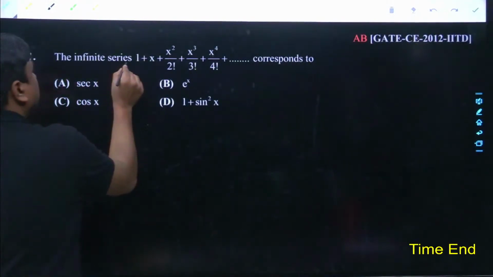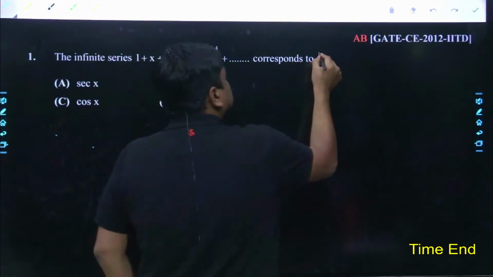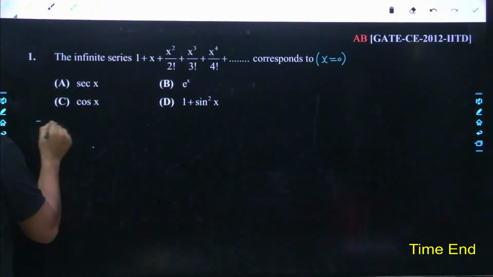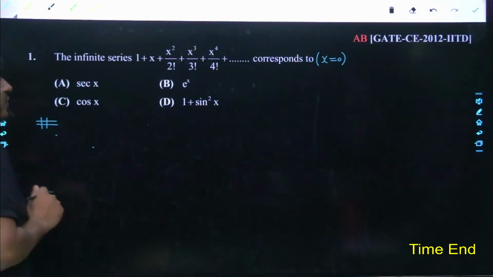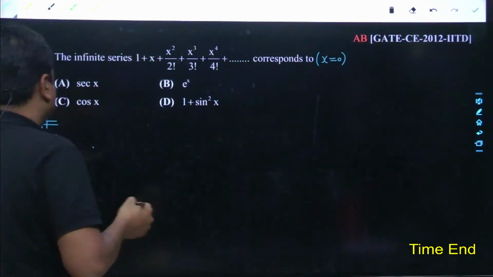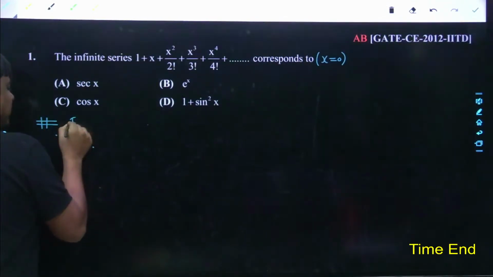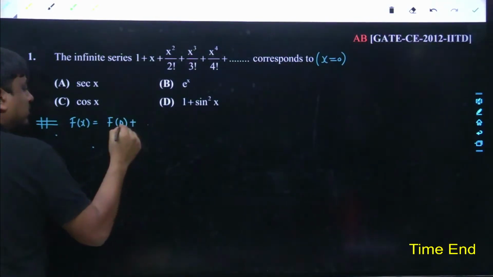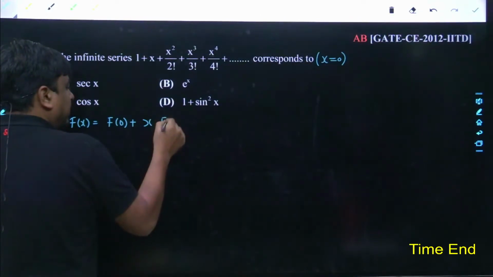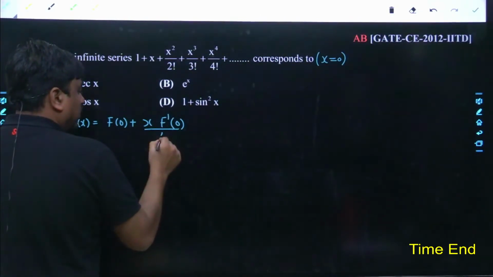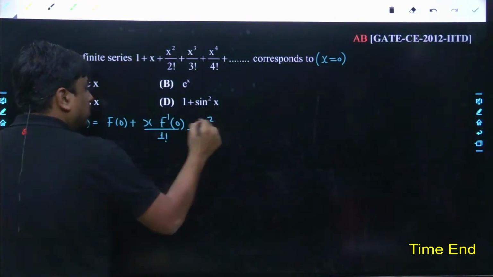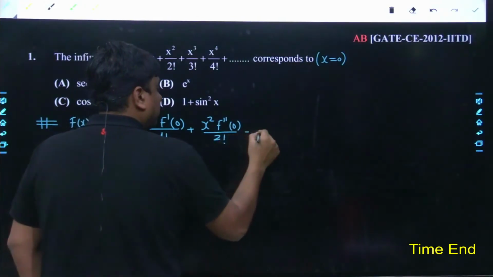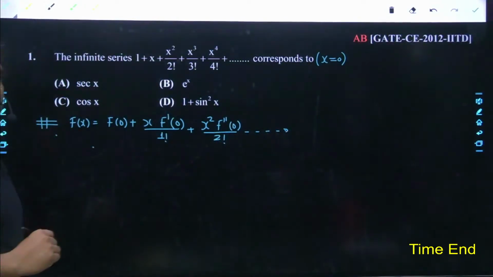The infinite series of this corresponds to, and it has been approximated at x equals 0. My dear friend, if the approximation of any function where successive differentiation is possible is taken at x equals 0, that is a Maclaurin series, and we have already seen this: f of x equals f of 0, then x times the first derivative of the function at x equals 0 over 1 factorial, then x to the power of 2 times the double derivative at x equals 0 over 2 factorial, and so on and so forth.